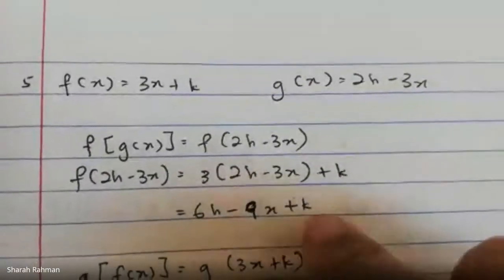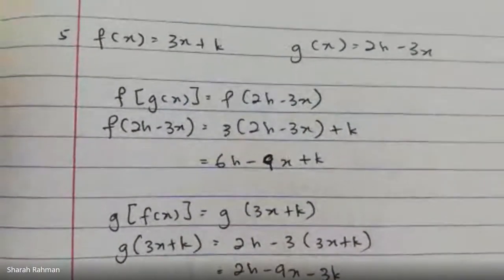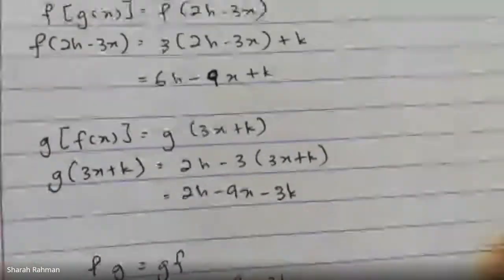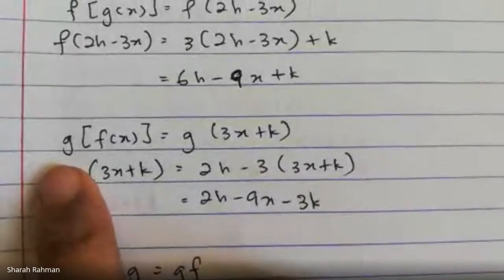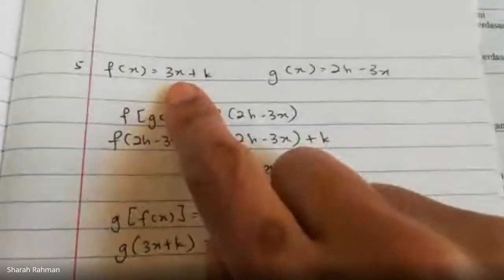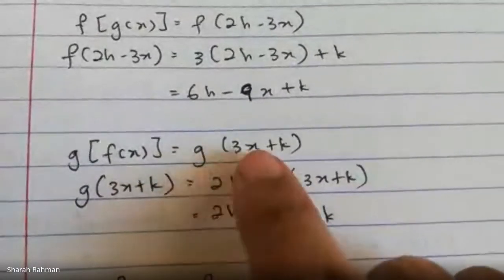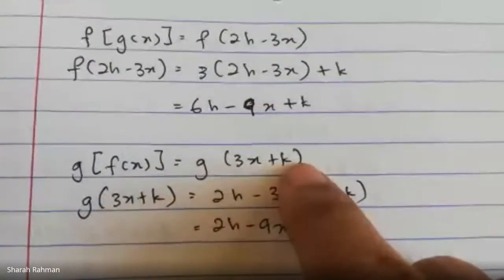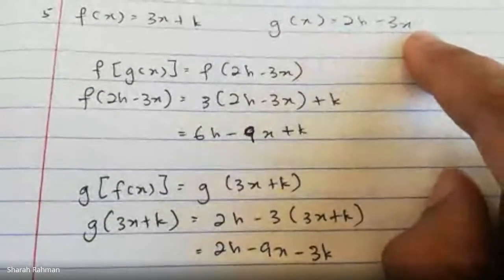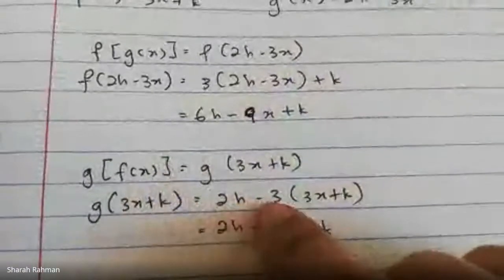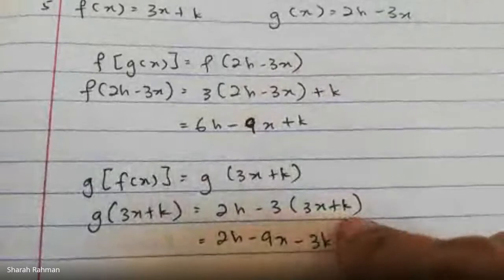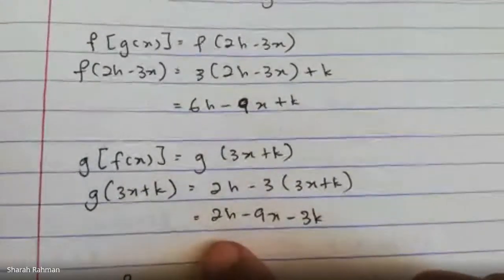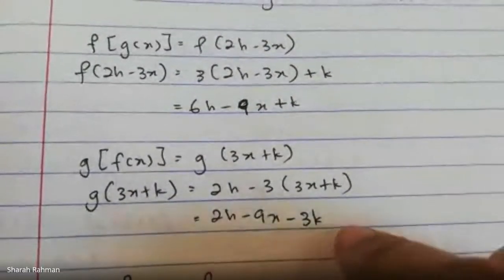Okay, so next, also given fg equals gf, so we need to find gf. So gf is gfx. fx given is 3x plus k, so we need to find g of 3x plus k. We substitute this 3x plus k inside the function g, so inside 2h minus 3 times (3x plus k). Substitute the x. Then we open the bracket, do the simplification, and we will get 2h minus 9x minus 3k.